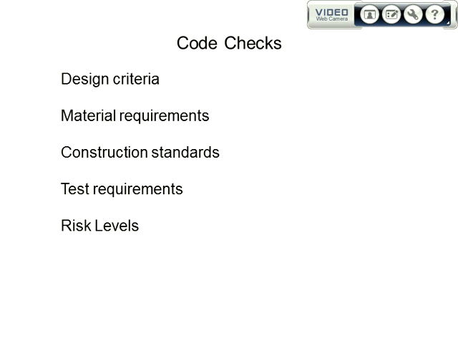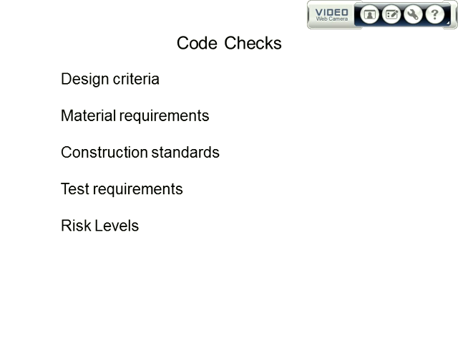Right, so the code checks that you've got to do, the main ones are the design criteria and the material requirements. You need to look at the construction standards and decide whether the construction standards that a TD1 pipeline was built to are going to be acceptable to 8010. Well, I think with a quick assessment of the codes, you should be able to come to that conclusion reasonably straightforwardly.